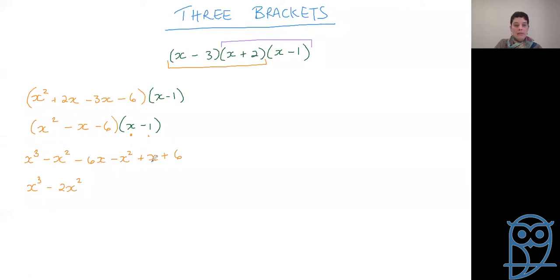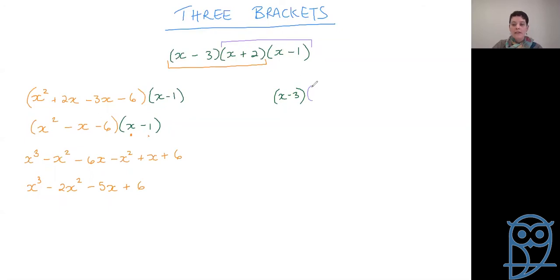Minus 6x plus x, so minus 5x, and then only one number to sit at the end, plus 6. So now let's see the magic. If we decided, no, we don't want to start with the first two, we want to start with the last two. So in this case, our x minus 3 sits still, waiting for us to be done with the two brackets on the other side.